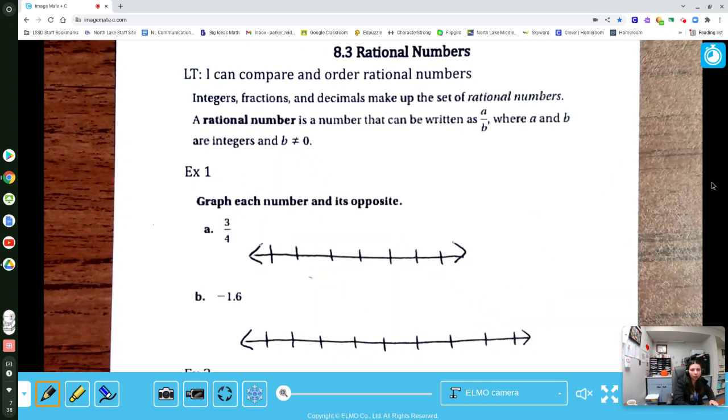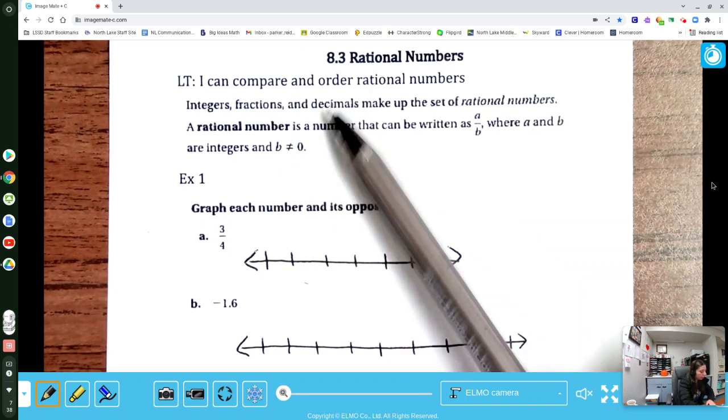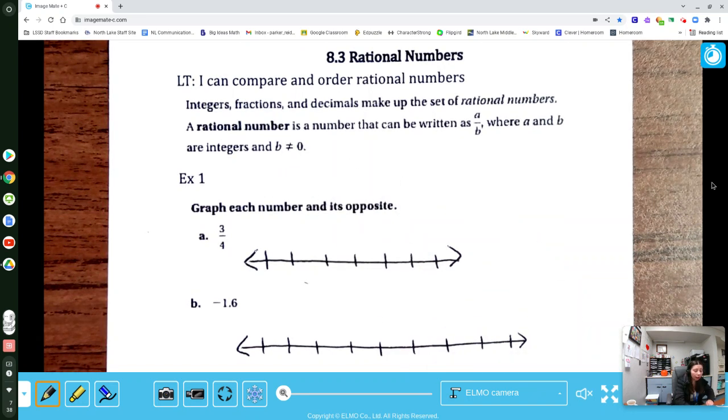Integers are all of our whole numbers, 0, 1, 2, 3, 4, etc., and all of their opposites, -1, -2, -3, -4. And now we're also including fractions and decimals. That's positive and negative fractions and decimals. A rational number is a number that can be written as a over b when a and b are integers and b does not equal 0.